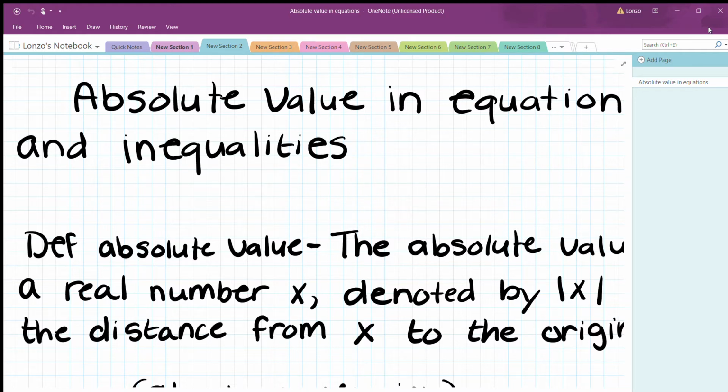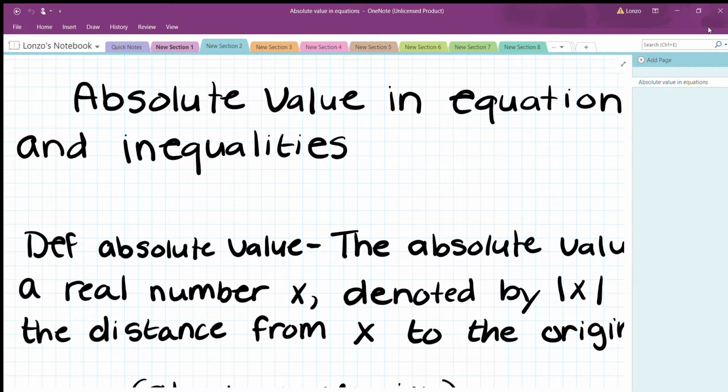Hi guys, today we're going to learn about absolute value in equations and inequalities. So in this section I will go over the definition and properties of absolute value equations and inequalities. I will solve, interpret geometrically, and graph absolute value inequalities.